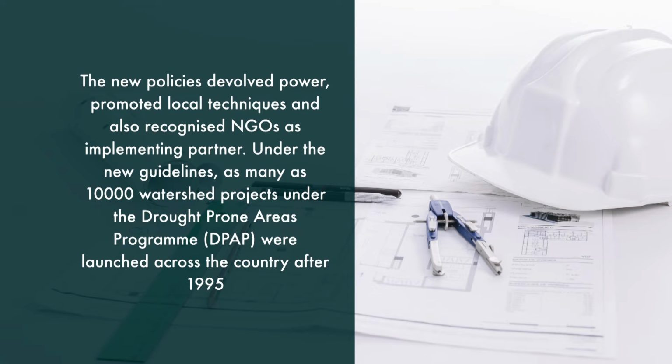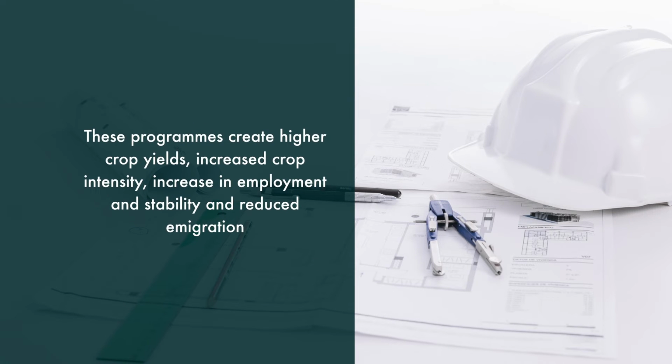Under the new guidelines, as many as 10,000 watershed projects under the Drought-Prone Area Programme (DPAP) were launched across the country after 1995, and those programs created higher crop yield, increased crop intensity, increase in employment and stability, and reduced migration. That is about how watershed management evolved in India.